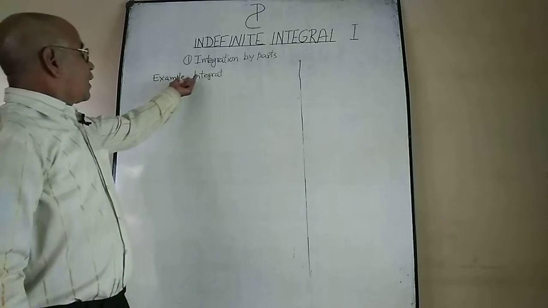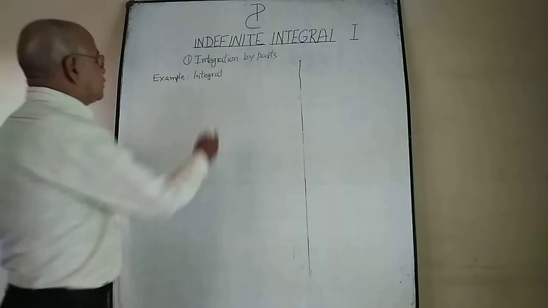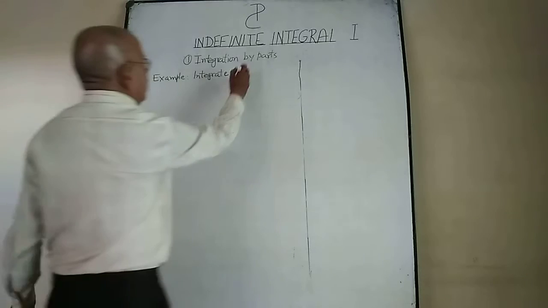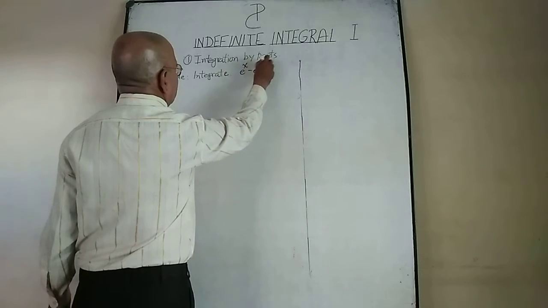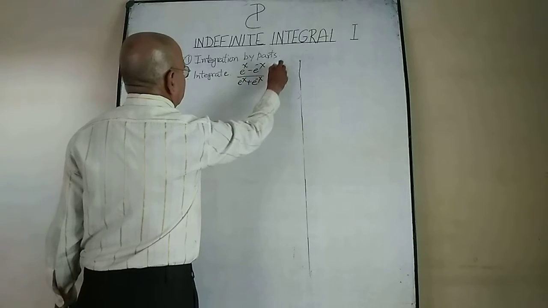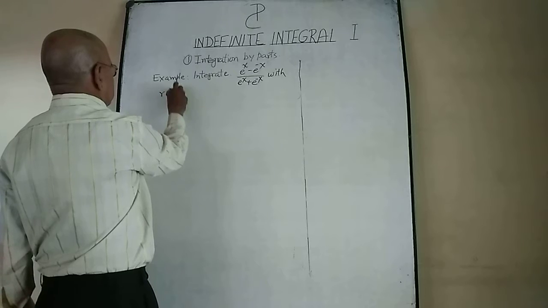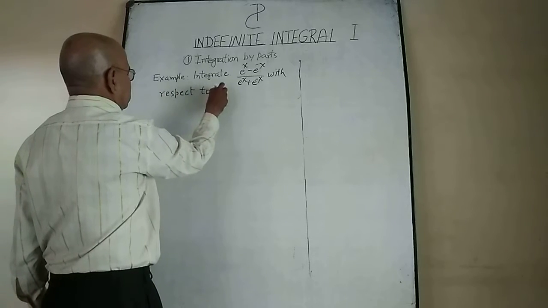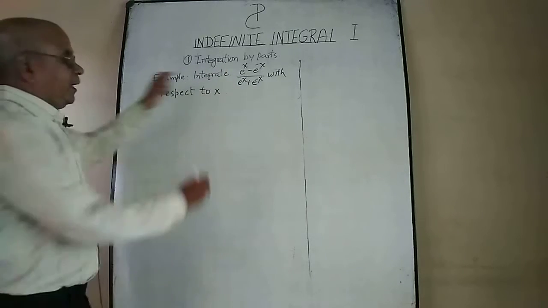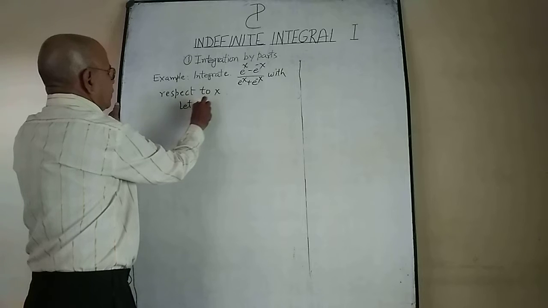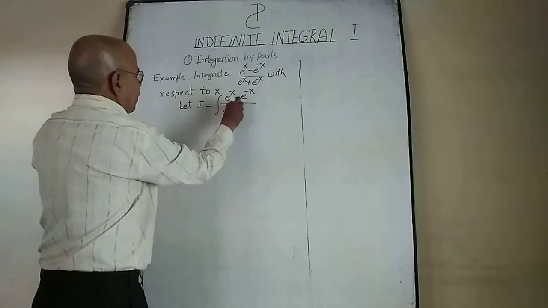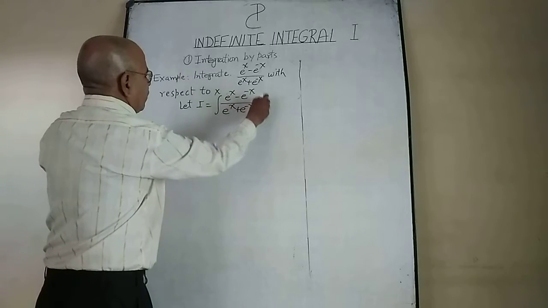Now we take another example: integrate, by the substitution method, e to the power x minus e to the power minus x upon e to the power x plus e to the power minus x with respect to x. Here we are using the exponential function. Let I is equal to, as I already told you, the integral of e to the power x minus e to the power minus x upon e to the power x plus e to the power minus x dx.